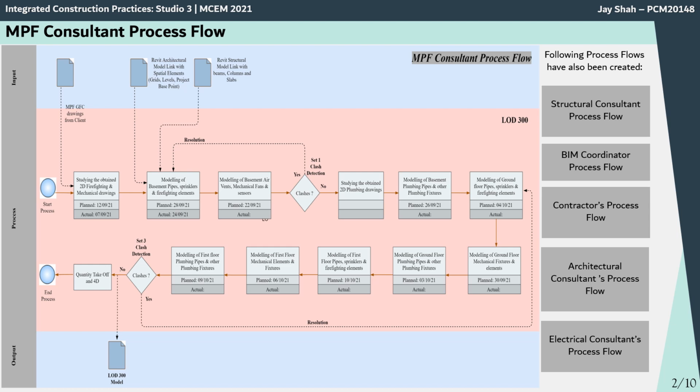Post that, the 2D drawings were studied and the modeling was carried out for the plumbing up to LOD 300 for the basement floor. Followed by that, the modeling for the ground floor and first floor was carried out for the plumbing, mechanical as well as firefighting. Post that, the final set of clash detection was carried out, and once all the clashes were resolved, the quantity was taken off and the 4D was created, and then the process ended. Similarly, the process flows have been created for the various other consultants.